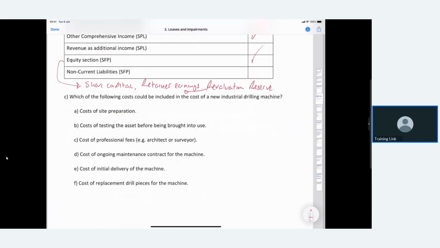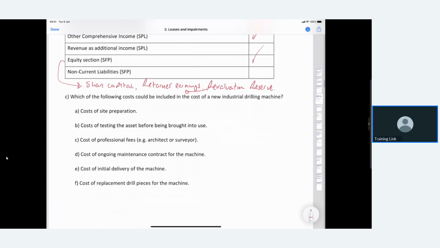Part C then, which of the following costs could be included in the cost of a new industrial drilling machine? They state that anything that brings the asset to a usable condition can be included. So we could have the cost of site preparation. We could have the cost of testing the asset before being brought into use. If it was an ongoing cost after the asset was brought into use, as in maintenance, then we wouldn't be able to have it.